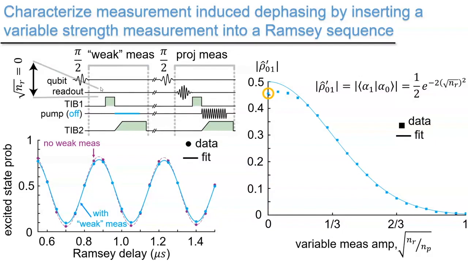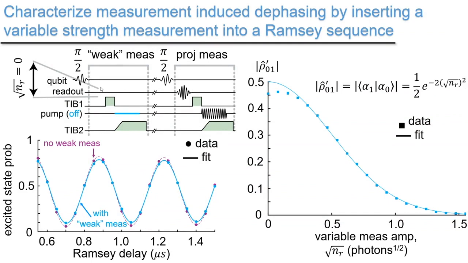And so in quantum optics units, this Gaussian should have a standard deviation of 1/2. By fitting a Gaussian to our data, we can calibrate the difference between our experimental units and the photon number of our readout pulse. Doing so, we find that we're using about 2.5 photons to do what we're calling a projective measurement.